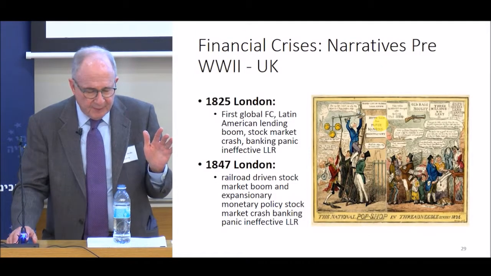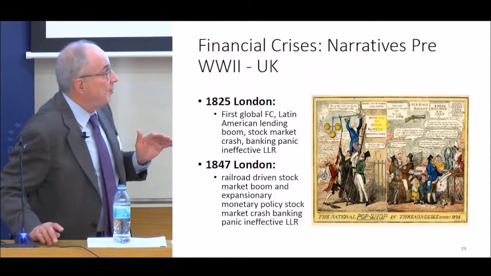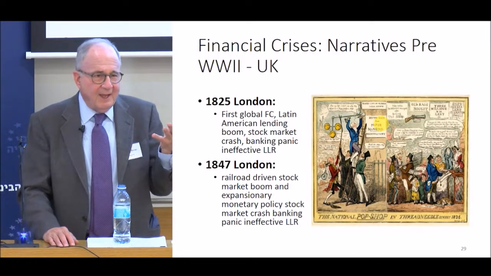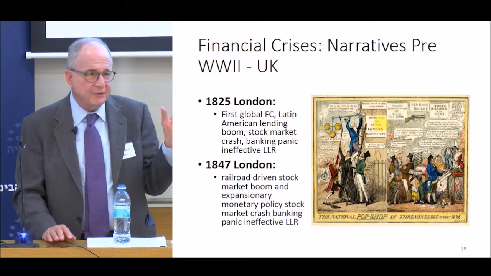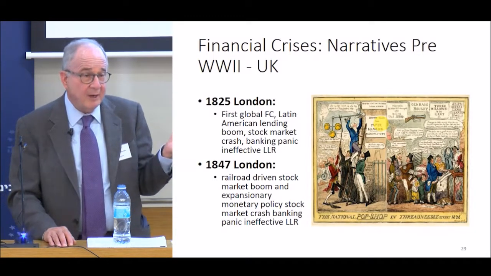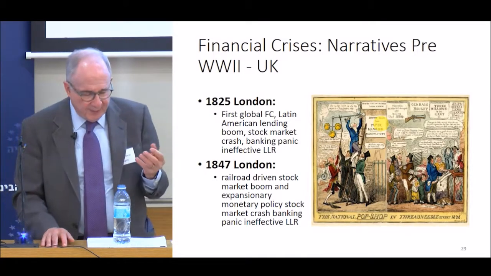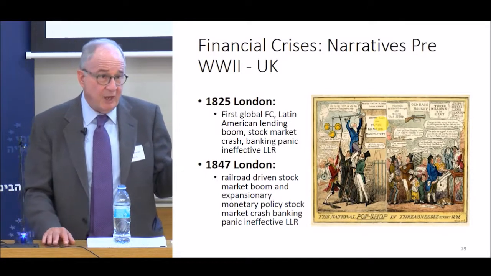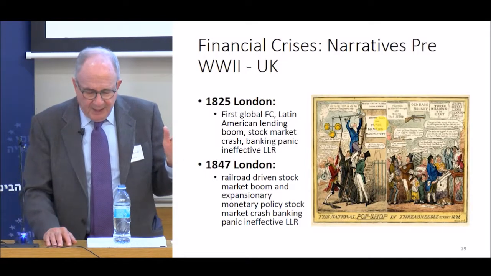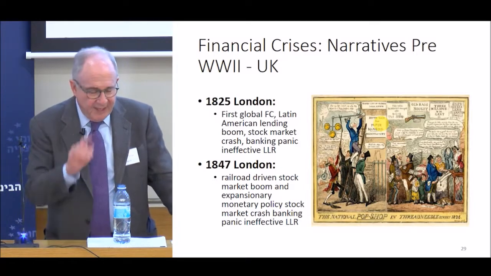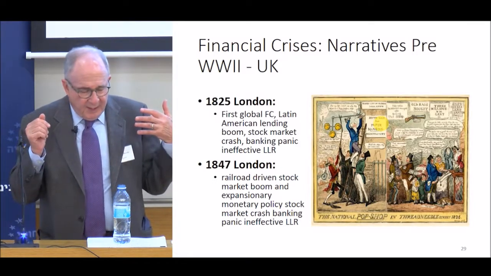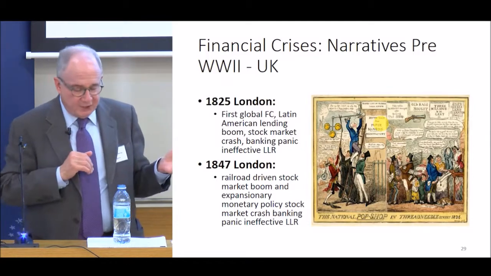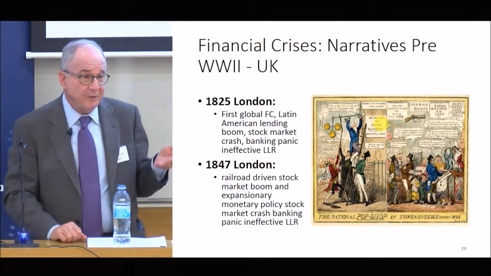Here are some pictures. I hope it works. Basically, I start with the UK, and there's a big crisis in 1825, the first global financial crisis. It's associated with a lending boom to Latin America when they were freed from the Spanish Empire. It involves a lending boom, a stock market crash, a banking panic, and the Bank of England does not act as an effective lender of last resort. This is the picture for that. Then in 1847, it's a railroad boom and a stock market boom, with expansionary monetary policy and a market crash, and the Bank of England failed to be a lender of last resort.